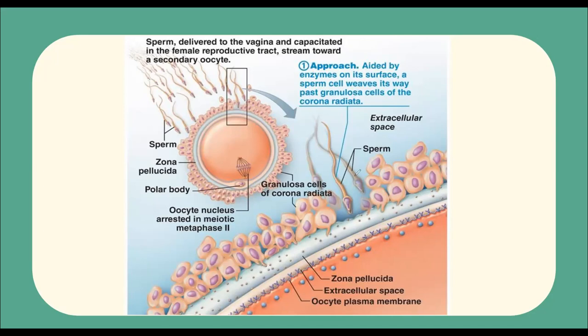So this is the first step that we saw. The sperm is trying to make its way through the corona radiata. These are the three membranes. This is just a summary, a recap of fertilization. Step number one, with the help of the acrosomal enzyme, the sperm cell will make its way through the corona radiata and it will pass the granulosa cells also. There are some granulosa cells in between the corona radiata.